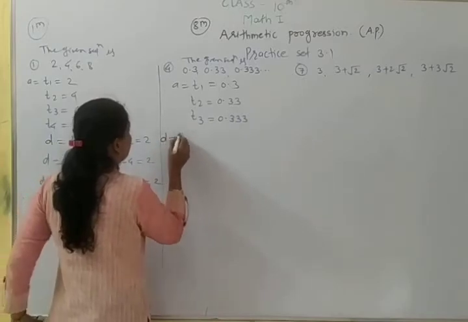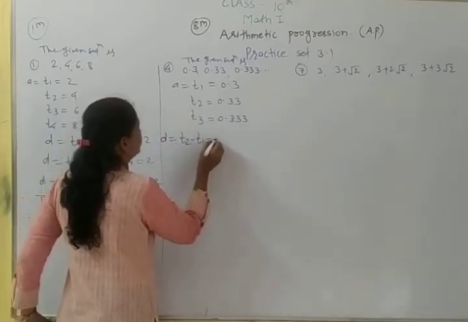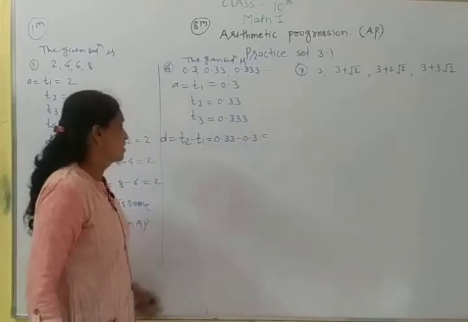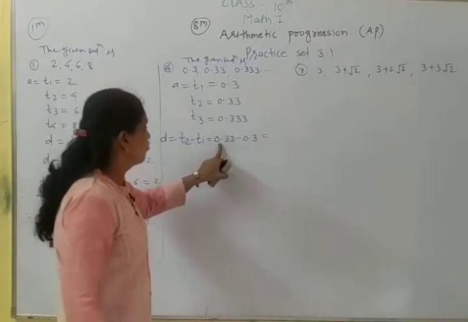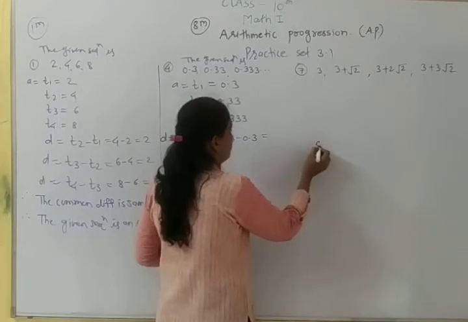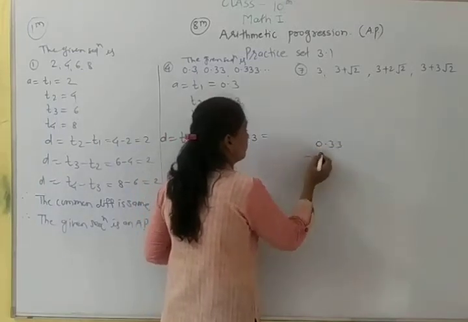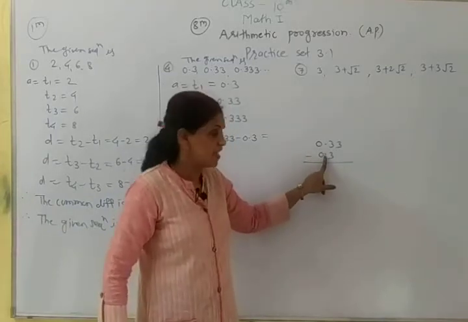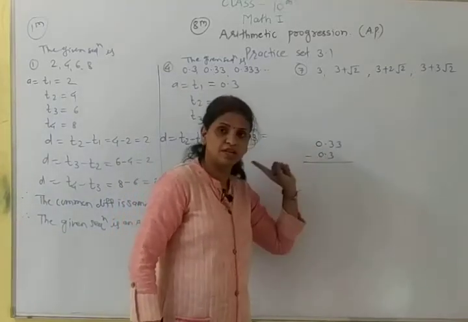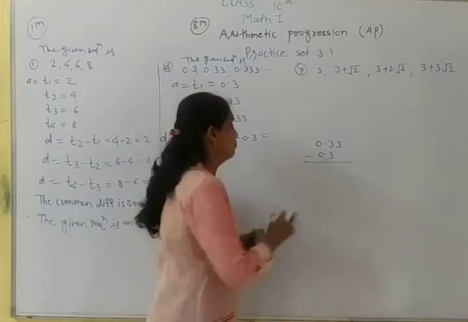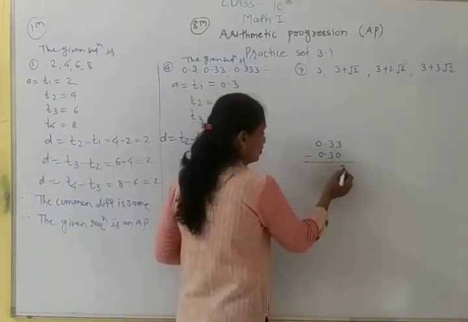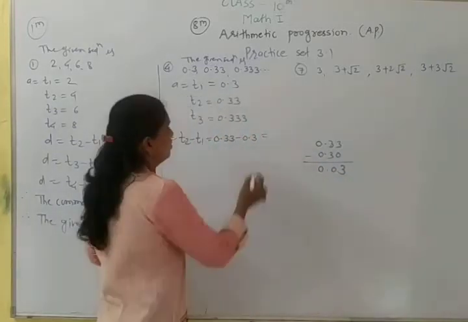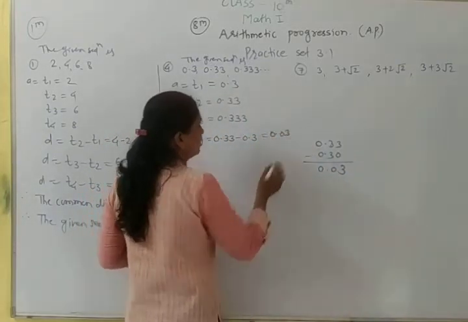Here D equal to T2 minus T1, 0.33 minus 0.3. Find the common difference. पॉइंट के नीचे पॉइंट लेना है, इधर के नंबर इधर लिखो और उधर के नंबर उधर लिखो. Then minus: 3 minus 0, 3; 3 minus 3, 0; and 0 minus 0, 0. Here D equal to 0.03.